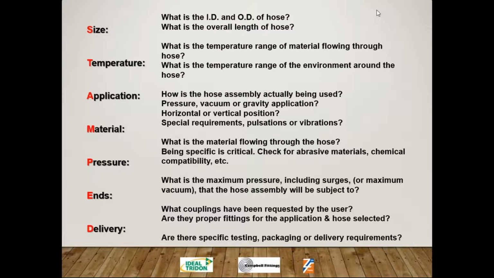For the pressure, maximum pressure including surges, and what the hose assembly will be subject to. This is pretty important. We're going to jump into this in a second when it comes to using crimpnology and dealing with pressure ratings. The ends, that's what coupling they're asking for. What are they using? This is a good part of the hose survey too, is sometimes there will be fittings that are being used in the wrong application. And you can be using a lesser fitting or a better fitting for a critical application. This all comes into play. Then, of course, delivery. They don't need anything special for their delivery.